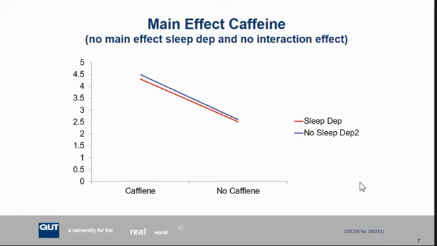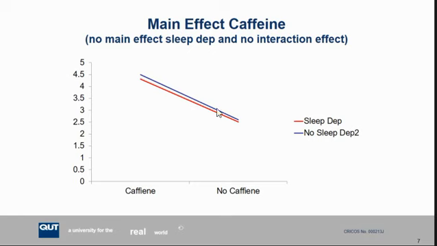Here now is an example of where we've got a main effect of caffeine, but no main effect of sleep deprivation. We can see there's no gap between the lines here, so it didn't really matter whether they were in the sleep deprivation condition or the non-sleep deprivation condition. Their scores were very similar. In this graph, what's had an effect is receiving caffeine. When they've received caffeine, regardless of their sleep deprivation condition, they've done much better on the DV than when they received no caffeine.